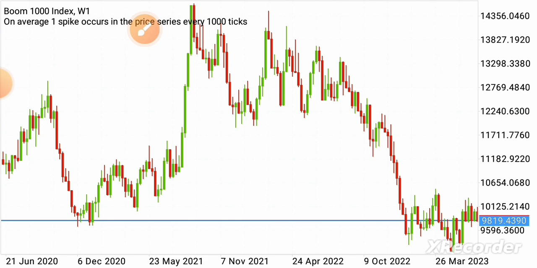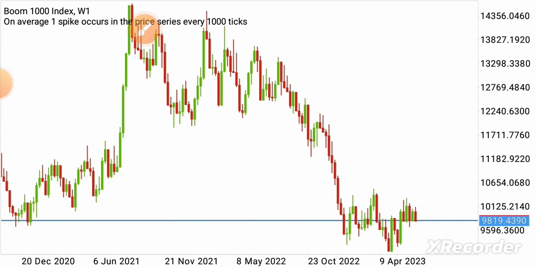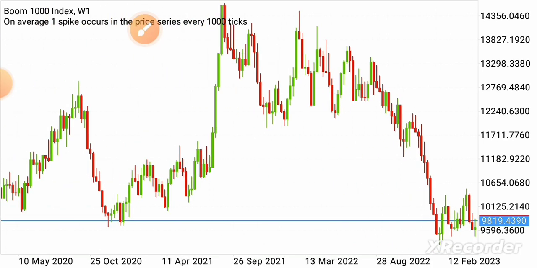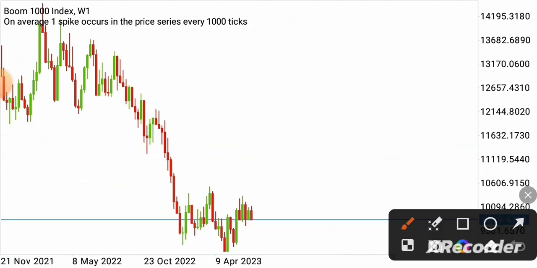Alright, so what I do is I start from the weekly time frame to do my analysis, and this is the 1000 index I'm considering right now. So I go to the weekly time frame. As you can see, the market has been bearish for a while and it's trying to reverse, though there's no actual break of structure so far yet. So the market is still bearish at the moment.